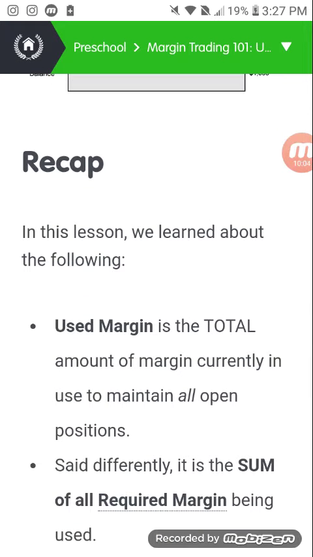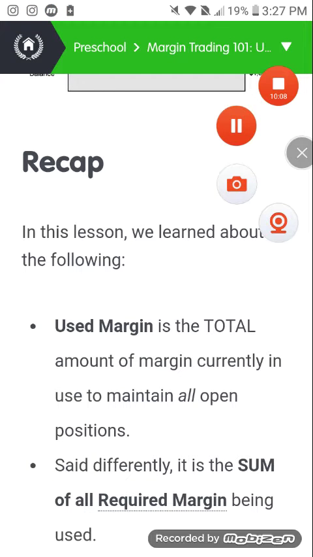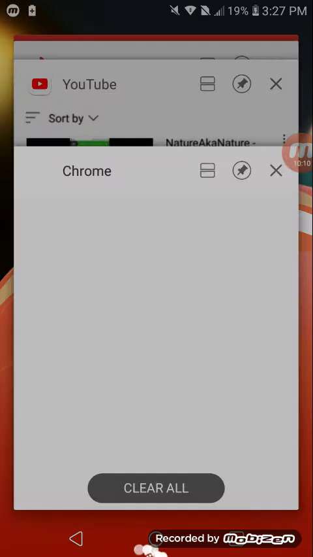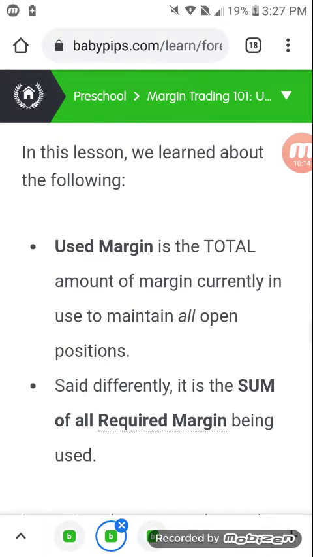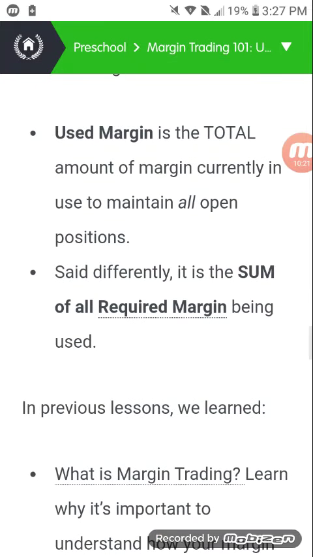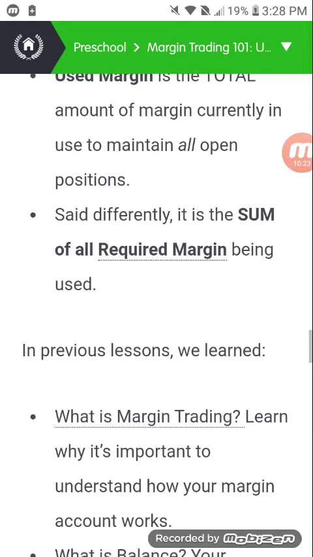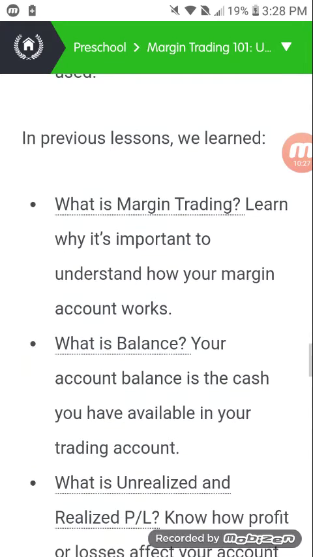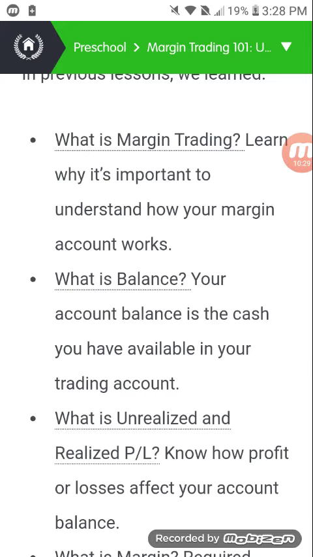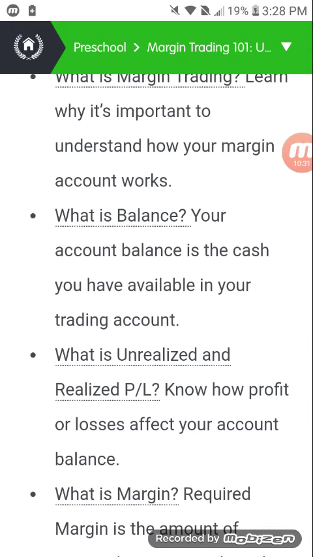So we're going to recap on this lesson. In this lesson, we learned about the following. Used margin is the total amount of margin currently in use for maintaining all positions. Said differently, it is the sum of all the required margins being used. In the previous lesson, we learned what margin trading is, and why it's important to understand how the margin in your account works.